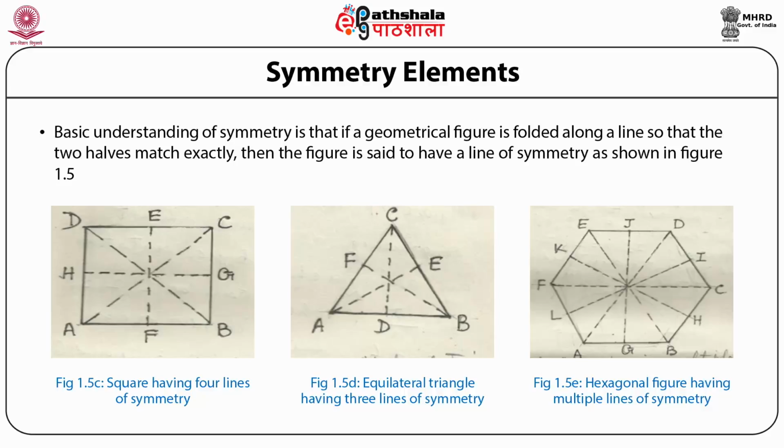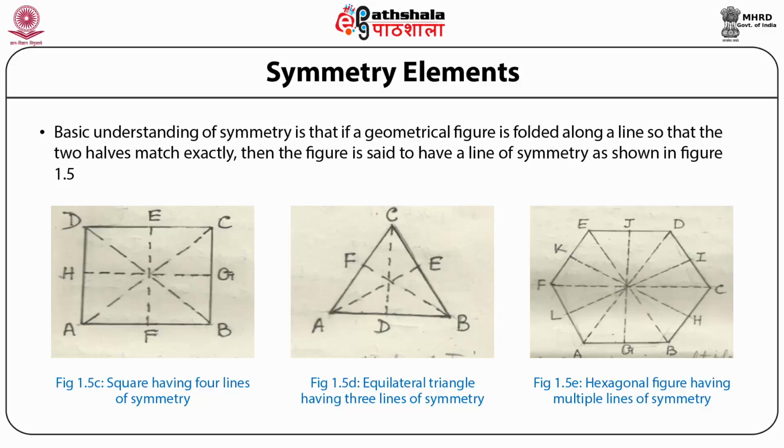Regarding 1.5d, it shows an equilateral triangle having three lines of symmetry, say AE, BF, and CD. AEB is the mirror image of AEC. Similarly, BCF is the mirror image of BAF, whereas BCD is the mirror image of ADC. So we can say that an equilateral triangle has three lines of symmetry.